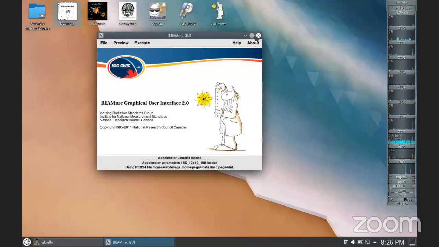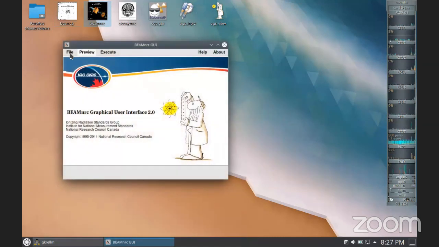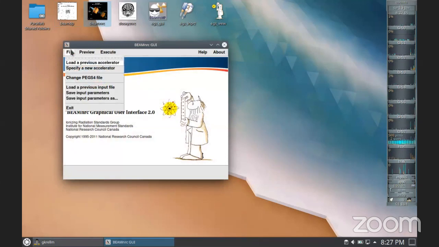Okay, so let's open BEAM again. I sent an example, but they do have two other examples. One is for a 10 MeV photon beam, and the other one is for an electron beam. So let's look at the electron beam. We'll go and load the previous accelerator. If you're opening your computer, you can follow along and do this.